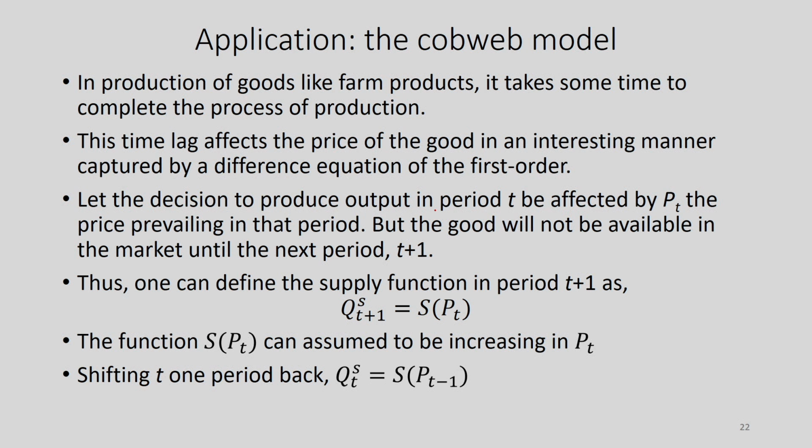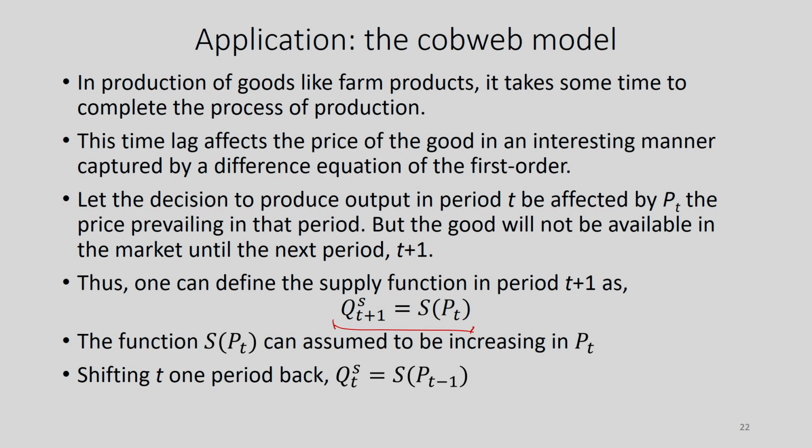Thus, one can define the supply function in period t plus 1, Qs t plus 1, as a function s of Pt. So, this is the function that captures the lag. In a particular time period t, let us say the farmers have decided how much they will produce. When they decide how much to produce in their farm, they look at the current market price. That is what they know of, they are sure of.